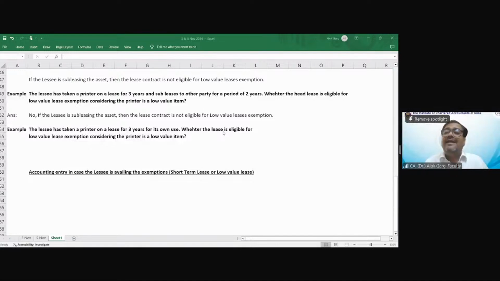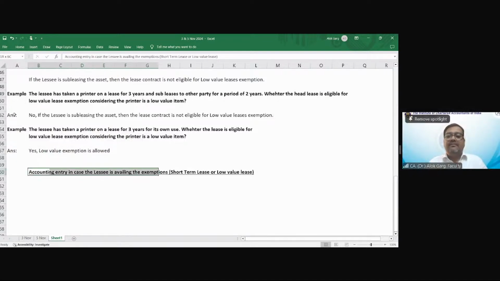And you have to do what accounting? You have to do rent expense to bank accounting, the accounting which you are following since class 11th. Rent account debit to bank account. Is that clear? So answer: yes, low value exemption is allowed. Yes, Anu, you're right. If any one condition is satisfied, whether it is low value or short term, then you can avail the exemption.